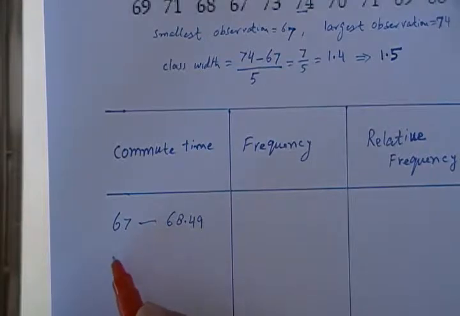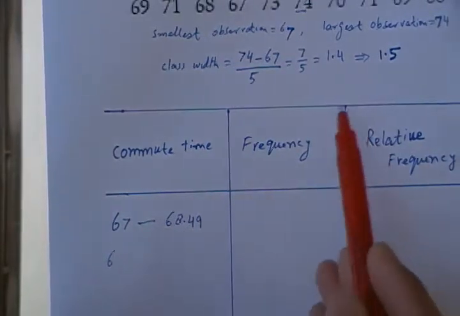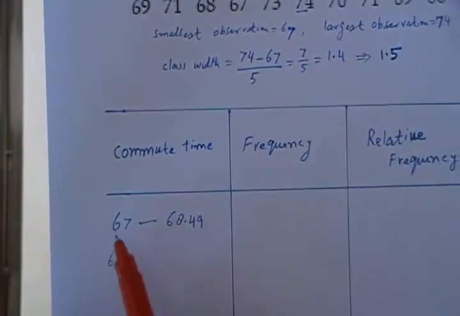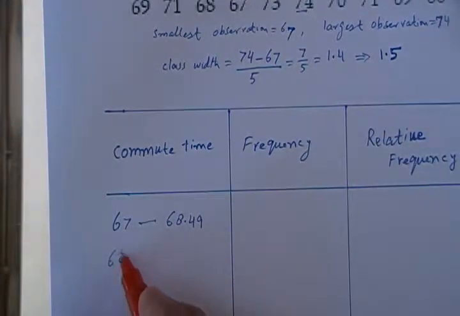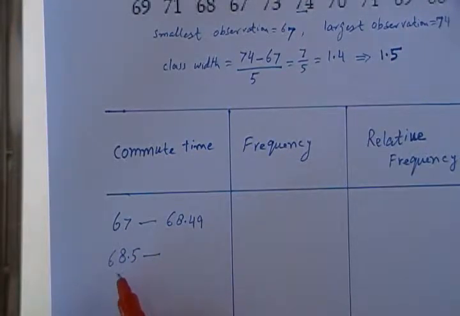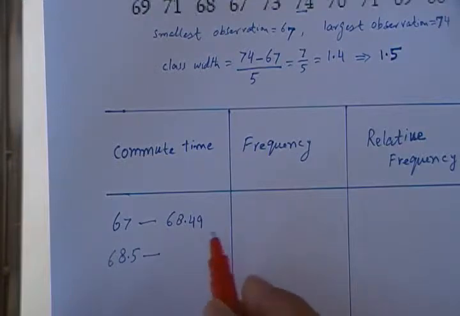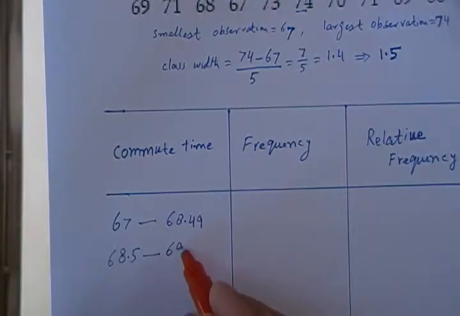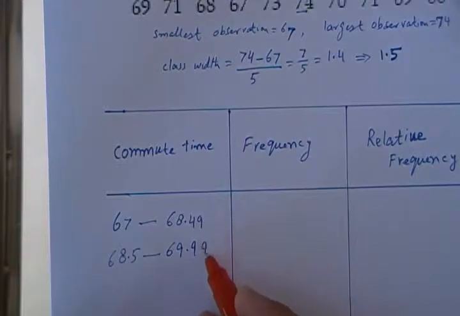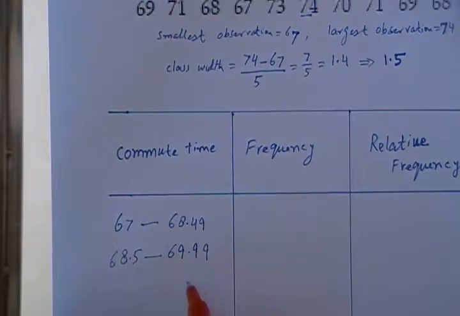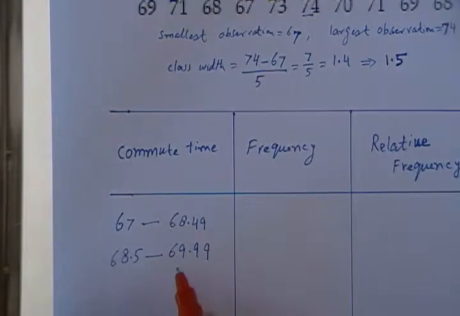Then the next class will start by adding this 1.5, so that is 68.5. This is the start of our next class, and then add the class width. This would give us 70, but we have to be slightly less than 70, so we would write 69.99. Then the next class will start.